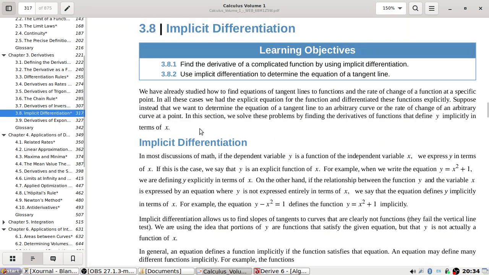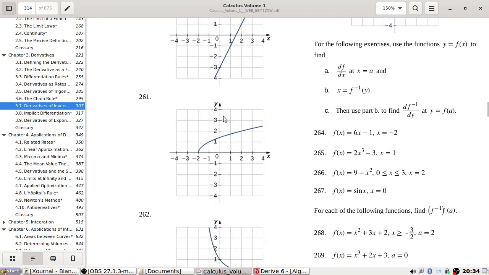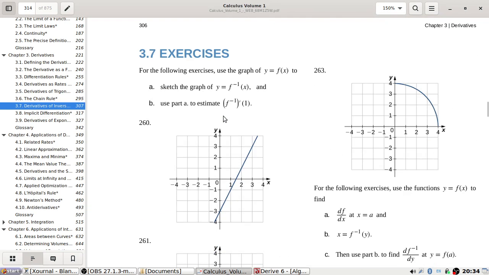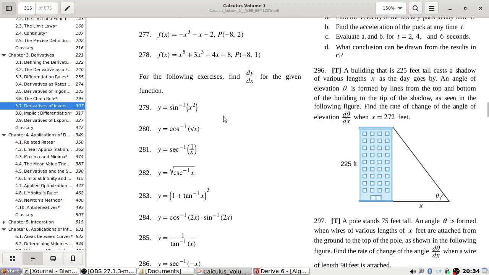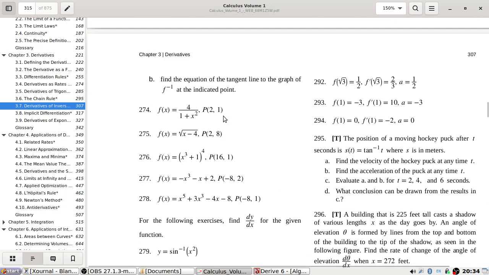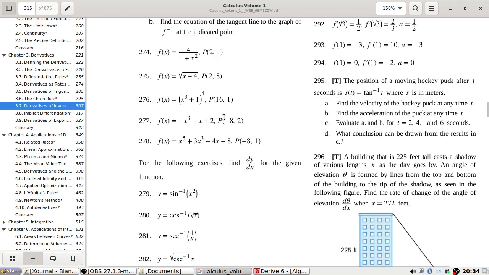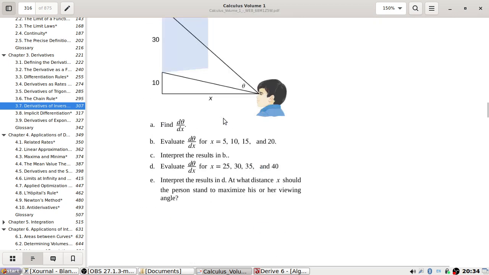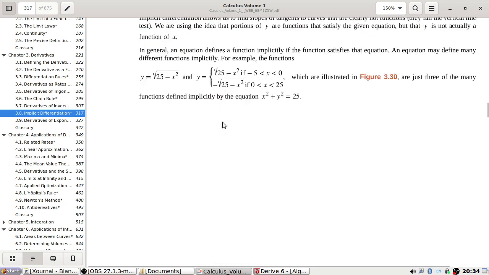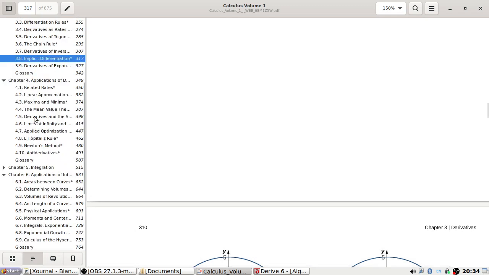All right. What is coming up next? Inverse? Yeah, inverse. Yeah, okay. Implicit differentiation and then exponential. Yeah, okay.